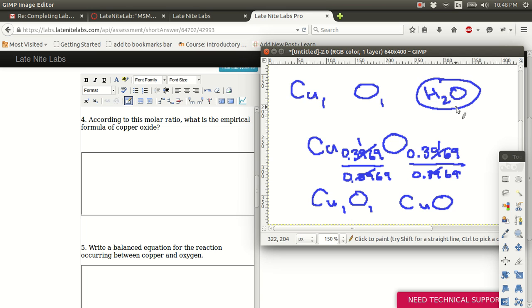Okay, that is known as the empirical formula. It is the chemical formula for something that you figured out by doing experiments. That's the empirical formula.